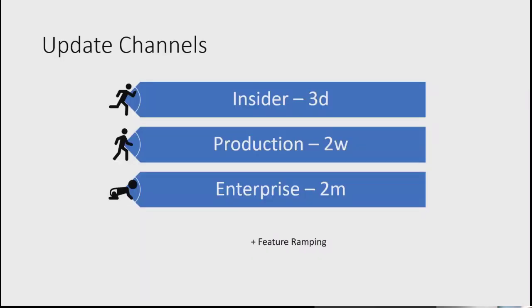So another piece of the OneDrive deployment is the update channels. So separate from Office, separate from Windows, separate from continuous updates in the cloud, the OneDrive Sync client uses 3 update channels. The insider ring can be updated as often as every 3 days. The production ring can be updated as often as every 2 weeks, and then they offer the enterprise ring, which only updates on average about every 2 months.